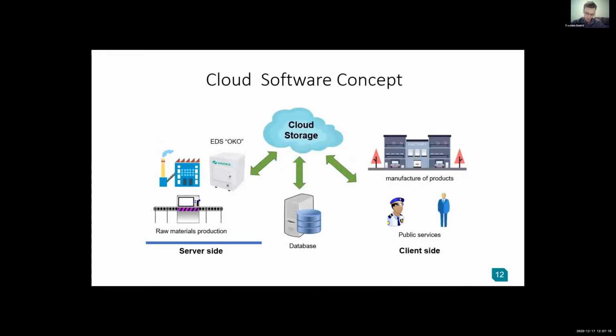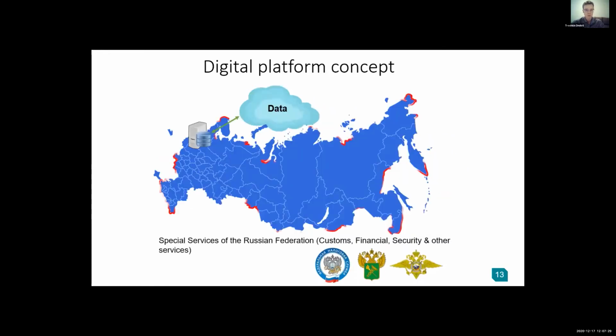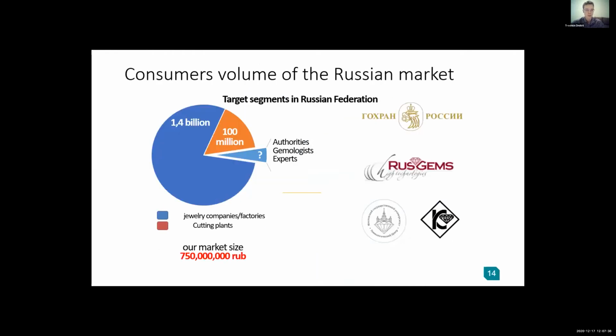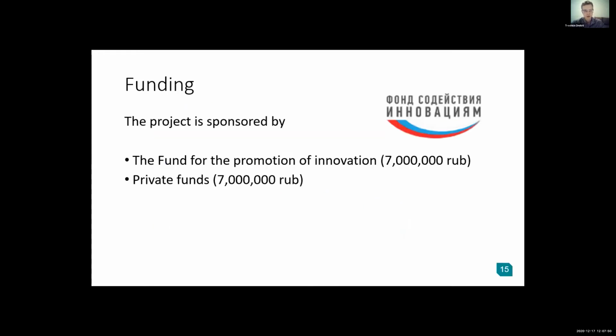We are planning to implement a software cloud concept, which means there is a possibility to control the quality of products at every stage and store the data inside cloud storage. With this digital platform, we can access data from every point of the country and easily operate with it. This information is a little bit outdated, but the customer volume, on the example of the precious stones market in Russia, is about 750 million rubles. The project is sponsored by the Fund for Promotion of Innovation and private funds, both about 7 million rubles.